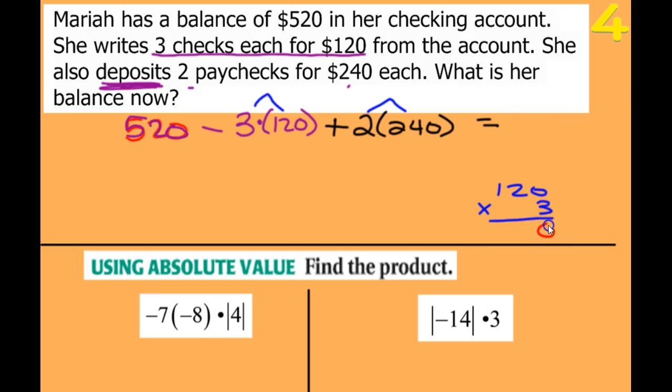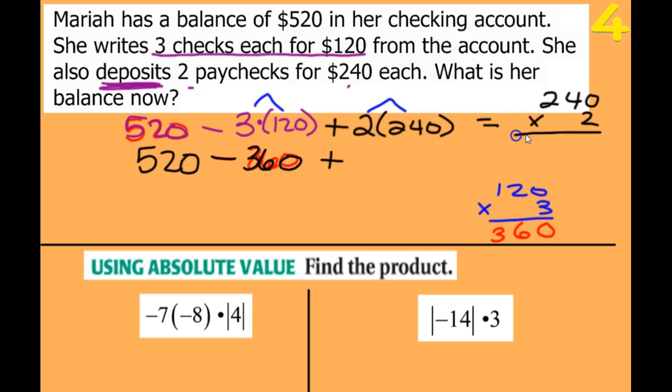So 0 times 3 is 0, 3 times 2 is 6, and 3 times 1 is 3. So this is really 360, but we're subtracting it. So we have 520 minus 360 plus 2 times 240. So 240 times 2. 2 times 0 is 0. 2 times 4 is 8. And 2 times 2 is 4. So plus 480.